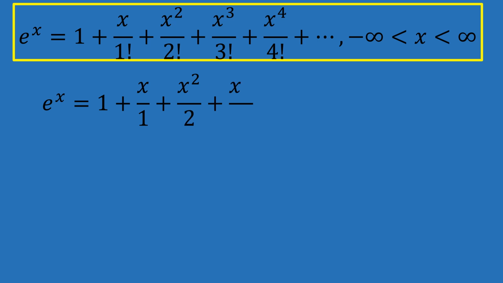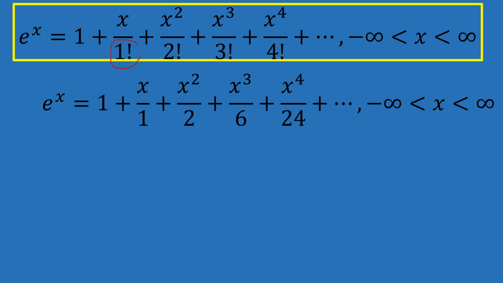So what we have now is e raised to the power of x equals 1 plus x over 1 plus x squared over 2 plus x raised to the power 3 over 6 plus x raised to the power 4 over 24 plus we continue like that, for the values of x from minus infinity to infinity, meaning this holds for all values of x. Now, if we look clearly, what we simply did was to simplify.